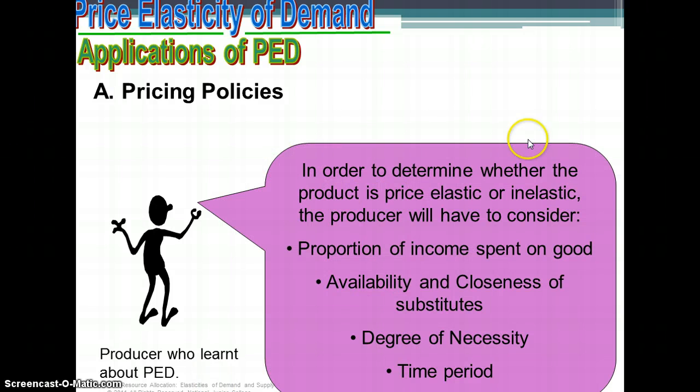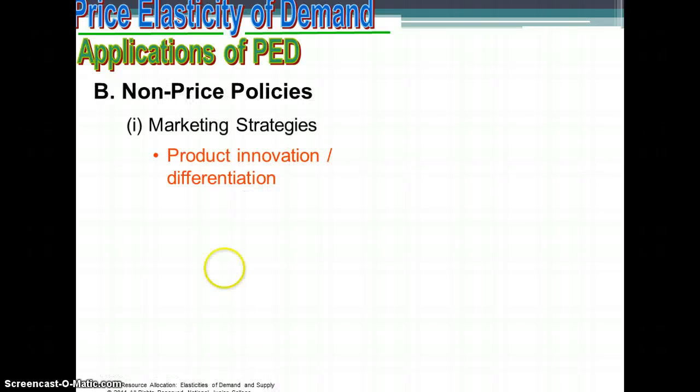So how do we determine whether the product is price elastic or inelastic? Well, refer to the second video, whereby we studied the different determinants of PED values. So these are the 4 determinants. Use these 4 determinants to determine the elasticity before making an appropriate decision on the price to increase the total revenue. Next, these are the non-pricing strategies.